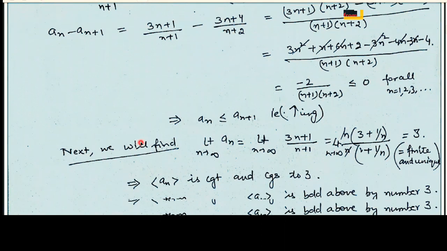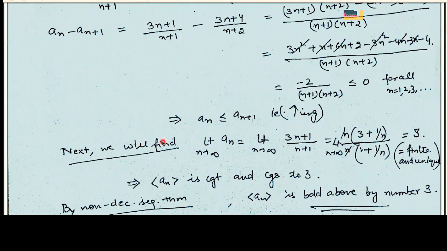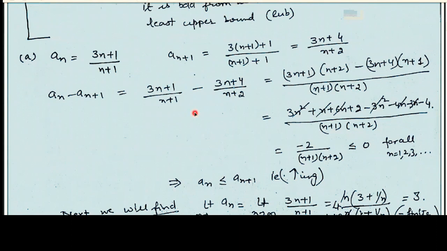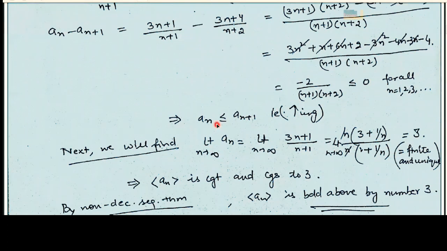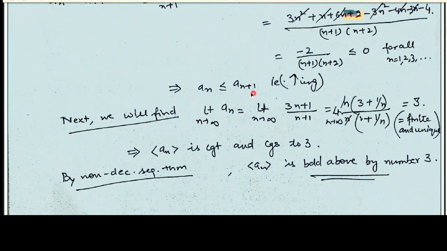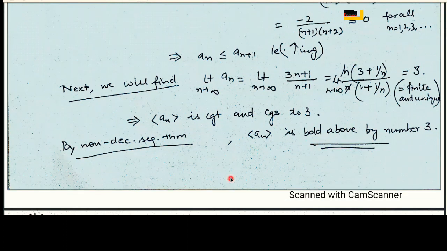So whenever your sequence is increasing and it is convergent, then by using the non-decreasing sequence theorem, it is always bounded from above, right? So now you just find out the limit of it. When you find out the limit, after simplifying, you will have this is 3, which is finite and unique. So your sequence is convergent and it converges to 3. So by using the non-decreasing sequence theorem, our sequence is bounded above by the number 3.